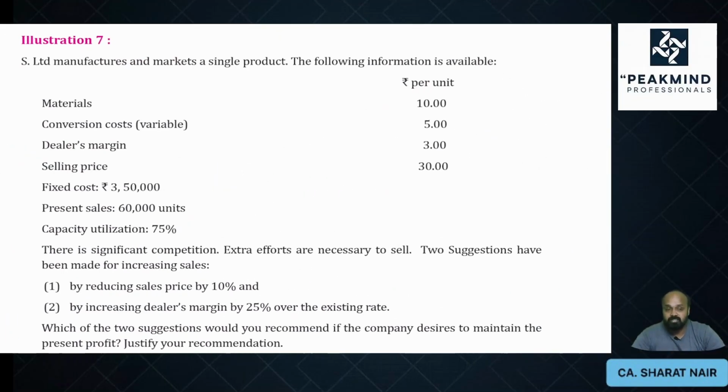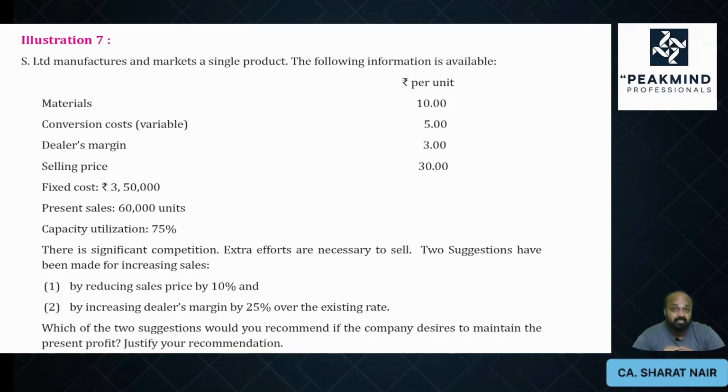Here, what are the details which are given? They are given the material cost is 10, conversion cost, which means what? Labor as well as overhead. The sum total of this comes to 5 rupees. They have also mentioned the dealer's margin is 3 per unit and selling price is 30. Now, fixed cost they have given, which is 3,50,000. Currently, the company is able to sell 60,000 units, and by selling 60,000 units, they are saying that currently, of the total capacity to be manufactured, they are utilizing 75%. So, what could be our 100% capacity? 60,000 divided by 75%. So, it will come down to 80,000.